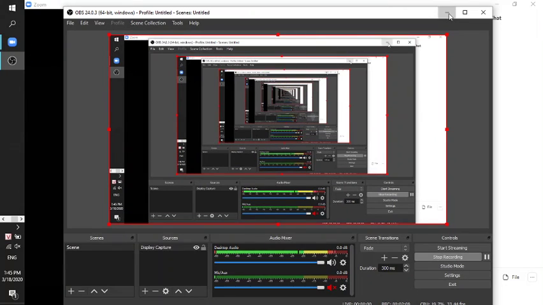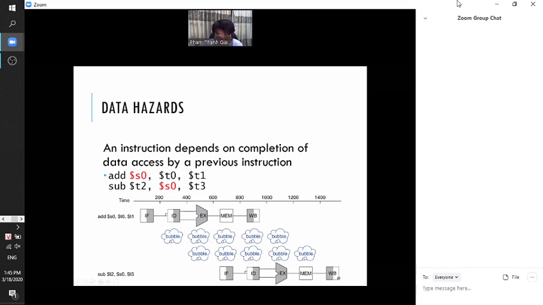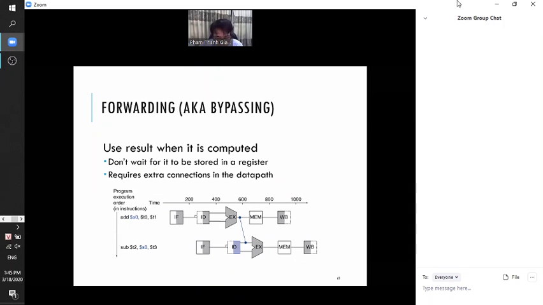The pipeline can improve the data path by not waiting to finish writing to the registers. So in that case, the first instruction is fetched, decoded, executed, and writes to memory and to the register.